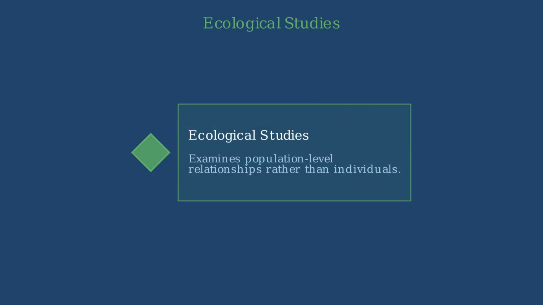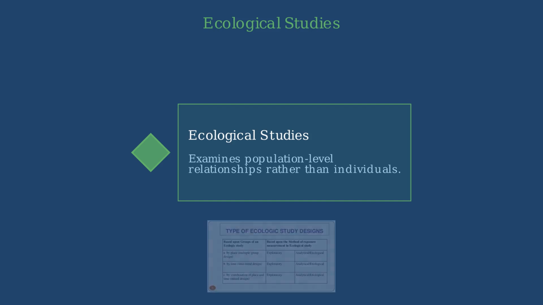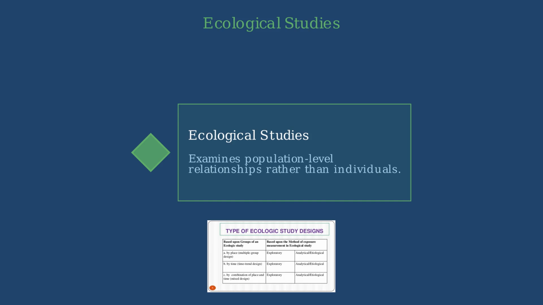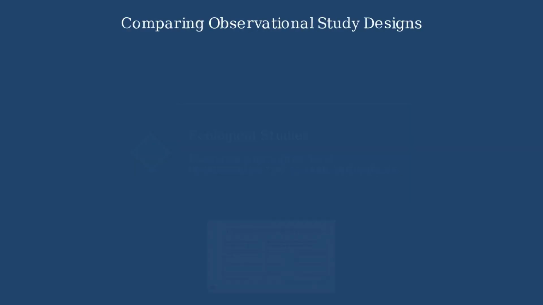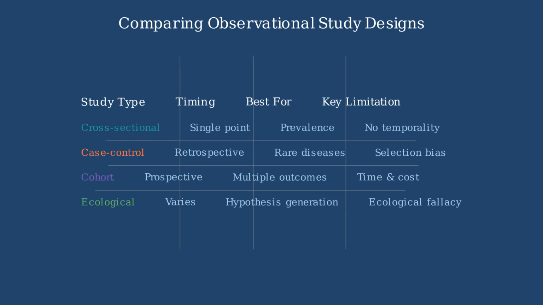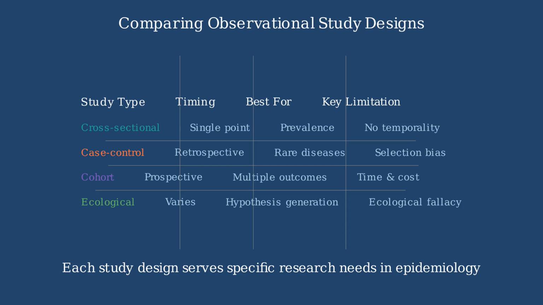Ecological studies examine relationships between exposures and outcomes at the population level rather than the individual level. These studies use readily available data and are quick to implement, but are prone to the ecological fallacy, where group-level associations may not apply to individuals. Let's compare these four study designs to understand when each is most appropriate. Each of these observational study designs has unique strengths and limitations that make them suitable for different research questions in epidemiology.